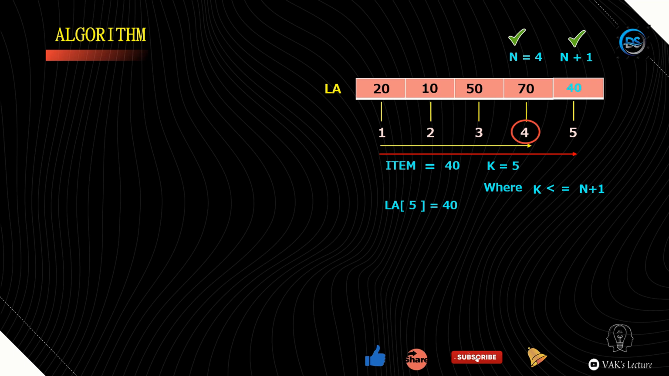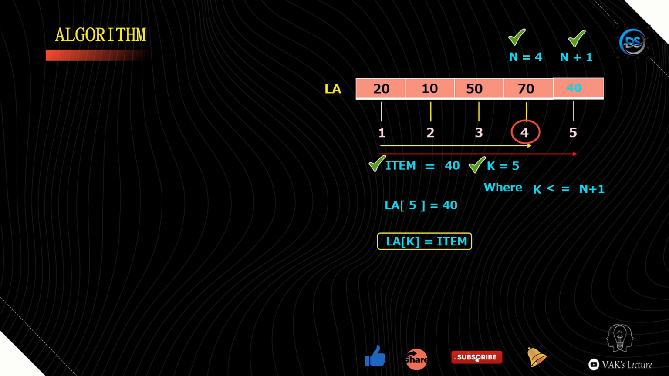So previously at what position we have to insert 40? At fifth position. So in a generalized way, how to write? LA of k is equals to item. Here k is the position and item will be the value which is going to be inserted. So this is the generalized equation.